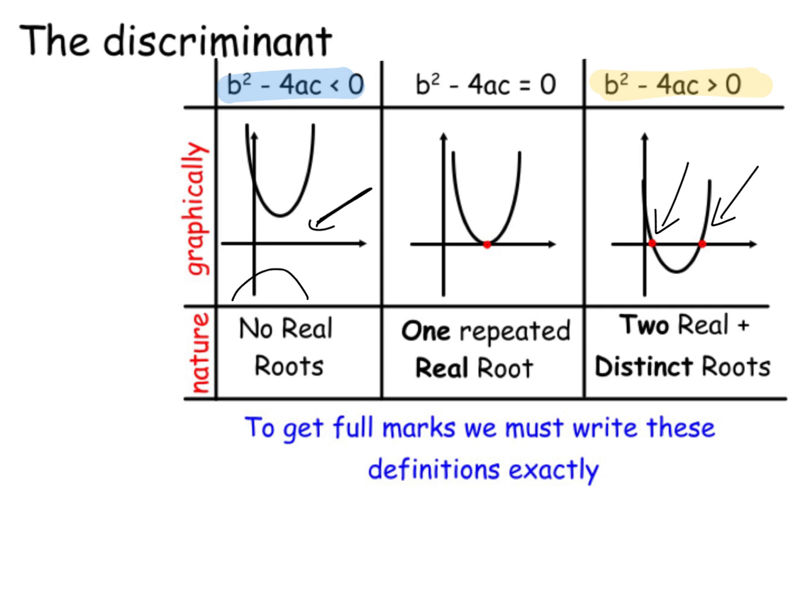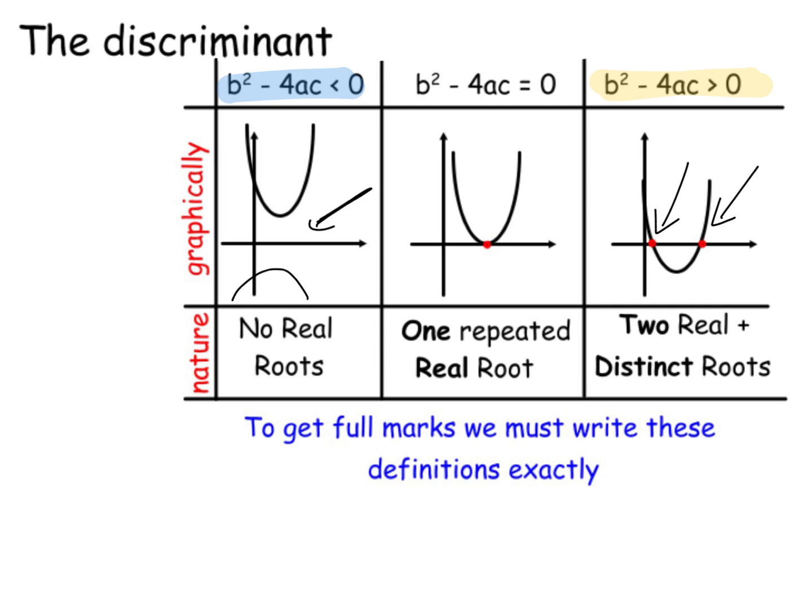And then the last scenario is if we get exactly 0, it means we've got what's called one repeated real root, or one real root repeated. I changed my wording a lot. So that means that you've factorised it and you've come out with the same bracket twice over. And that's what's going on there. And I'll show you one of those in an example in a second.